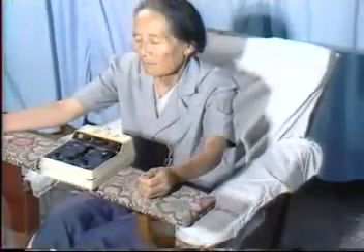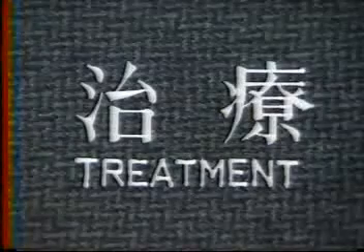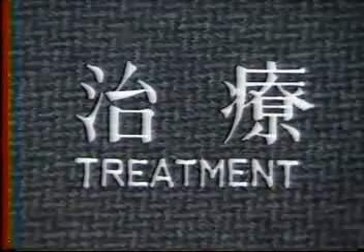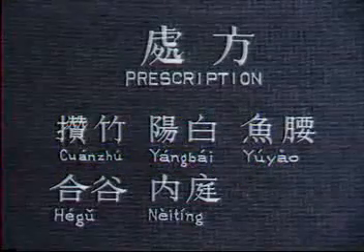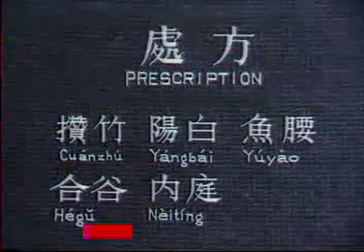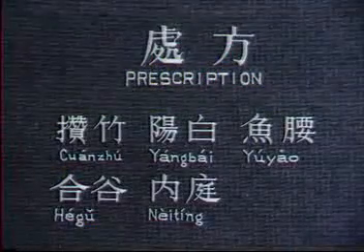Supraorbital pain is a severe and paroxysmal pain of the first branch of the trigeminal nerve. For treatment, points Cuanzhu, BL 2, Yangbai, gallbladder 14, Yuyao, extra point, Hegu, large intestine 4, and Neiting, stomach 44, of the affected side, are needled with a twirling and reducing method to dispel wind and heat.